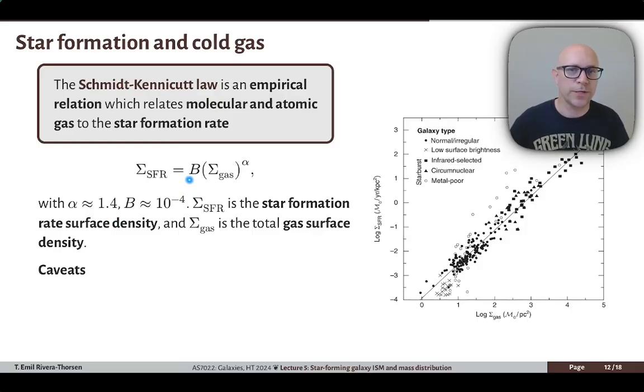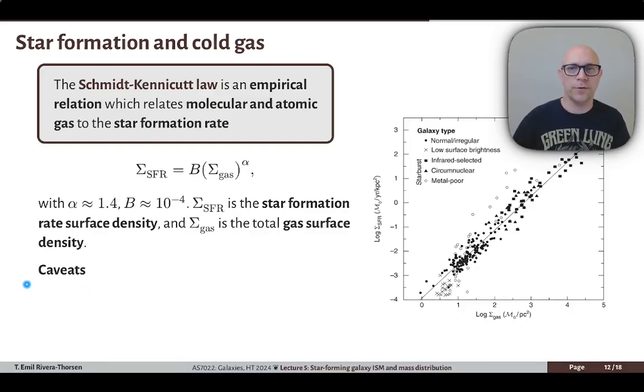coefficients. We have the coefficient B, which is empirically found to be around 10 to the minus 4, and the coefficient alpha, or the power law slope alpha, which is again empirically found to be around 1.4. This correlation holds relatively nicely over a very large range of gas surface densities and a very large observed range of star formation surface density as well.